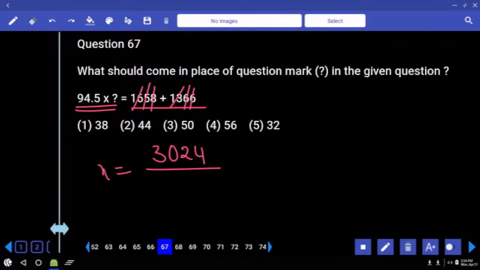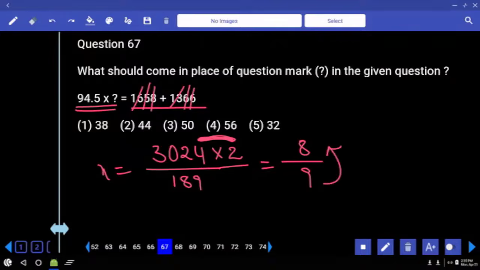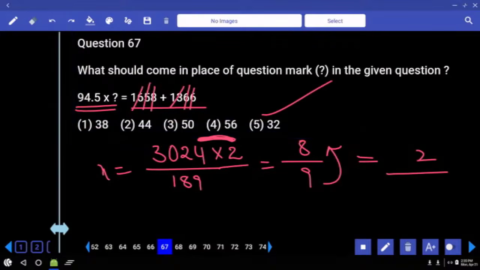Decimal is there, I don't like it. So I would like to write 94.5 as 189 by 2. Are you okay? By 2 comes to numerator only. Come on. Now numerator ends with, denominator, 9 into which number ends with 8? Only 2. So answer should end with 2. Done.